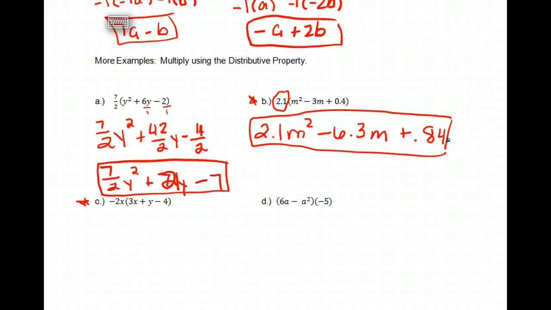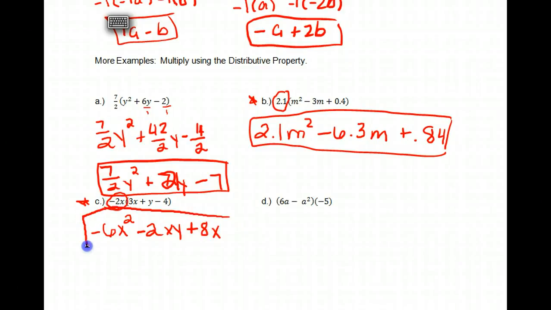Example C, we are distributing in a negative 2x, so you have to be careful with your signs. Negative 2 times positive 3 makes a negative 6, and x times x makes x squared. Negative 2x times positive y makes negative 2xy, and negative 2 times negative 4 makes positive 8x. Final answer, because none of those terms are considered to be like terms.